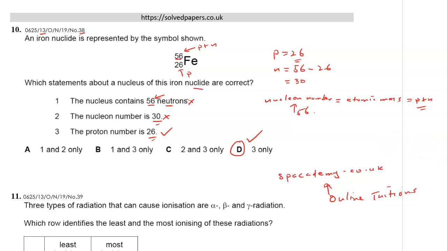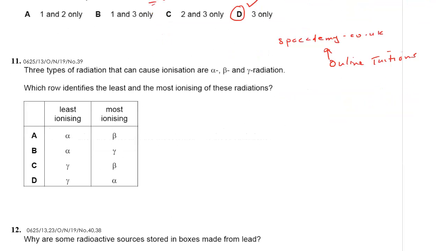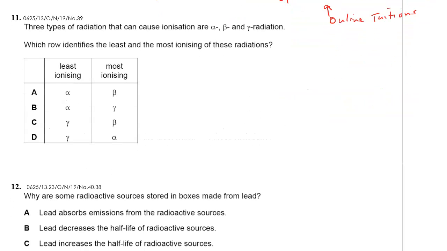Number 11. Okay, number 11 is right here. Number 11 is from variant 1.3, where it was number 39. Three types of radiation, we know them, alpha, beta, and gamma, can cause ionization, right? Which row identifies the least and the most ionizing of these?